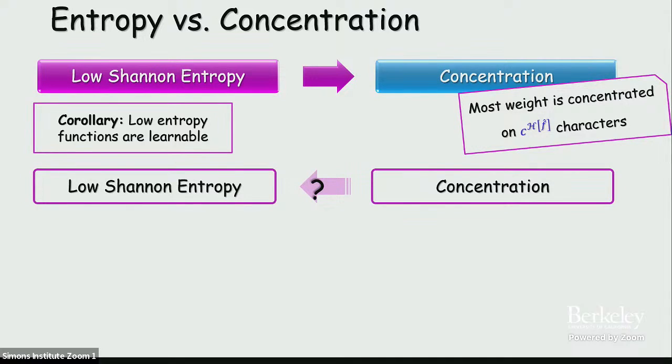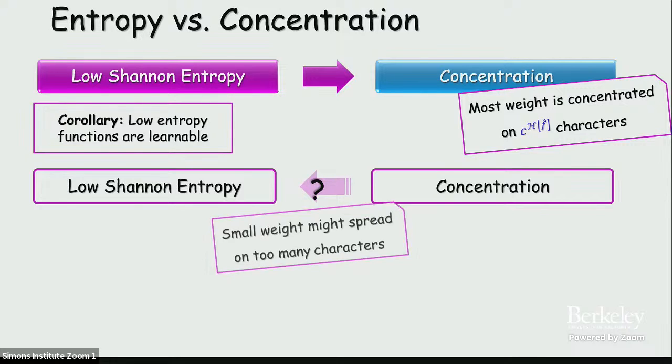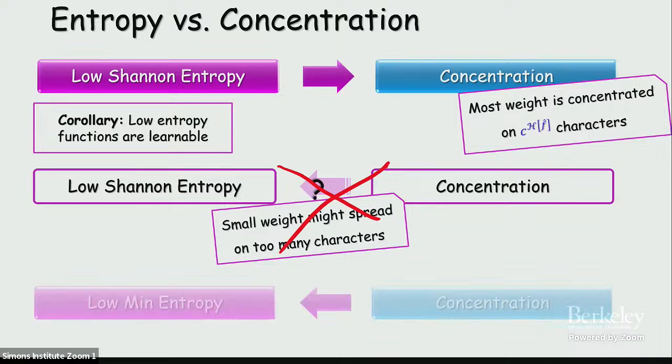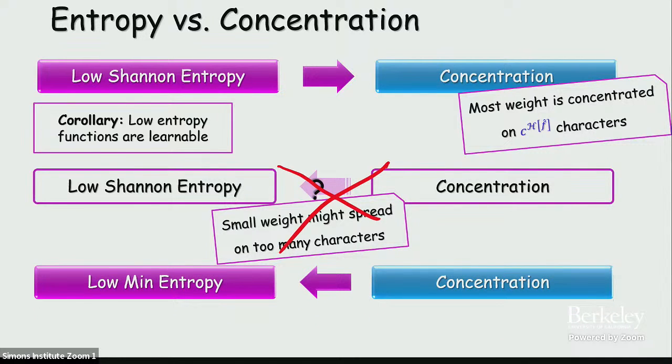If we have a concentrated function, we know that we have only a few large Fourier coefficients. Does it mean that Shannon entropy is small? So the answer is no. It might be that we have a very small weight that is spread on too many characters. So if we prove something about entropy, it will imply concentration, but not the opposite. But there is another notion of entropy.